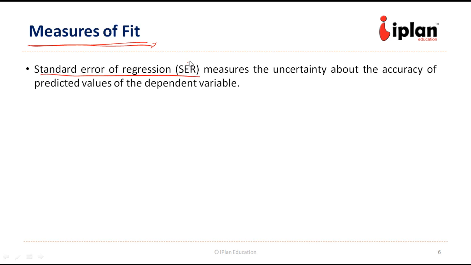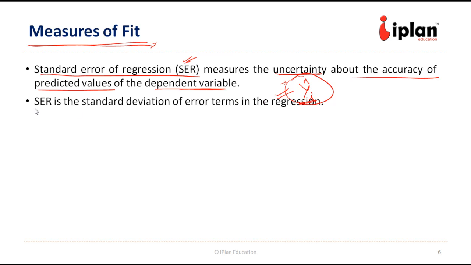So we use the standard error of regression, which is going to measure the uncertainty about the accuracy of predicted values of the dependent variable. In this case, we have yi, which is our dependent variable, and yi cap is the predicted value. So how reliable this value is will be told by a parameter called the standard error of regression. If the error is high, the reliability of yi cap will be lower. So SER, the standard error of regression, is basically the standard deviation of error terms in the regression model. If the error term is small and stable, the deviation is low, then it will be called a good fit.